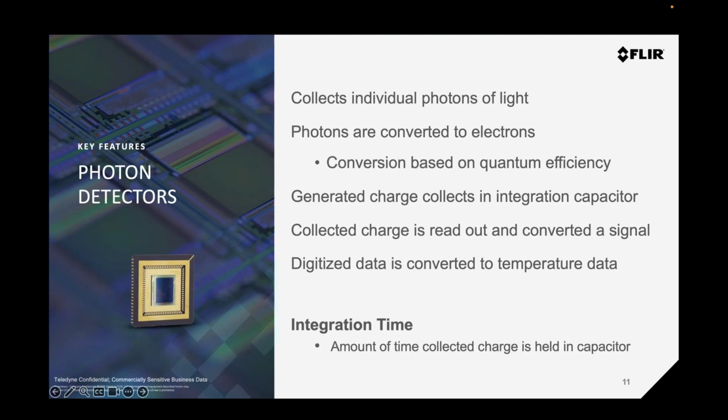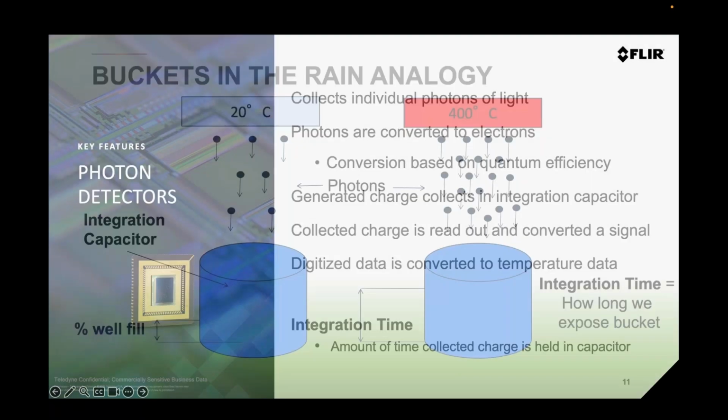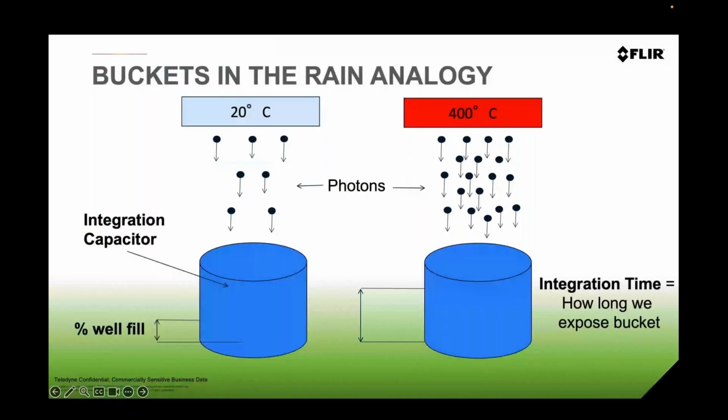So, since integration time, integration capacitors, and well fill can all be difficult concepts for those of us without electrical engineering backgrounds, I want to show you the buckets in the rain analogy. Some of you may have seen this before, but it really helps to understand how integration time works. At the bottom, you'll see examples of an integration capacitor, 2 buckets. These represent a pixel, so you can imagine an array of these buckets matching a typical detector resolution, say 640 by 512 buckets. In this analogy, the rain represents the photons produced by the scene.